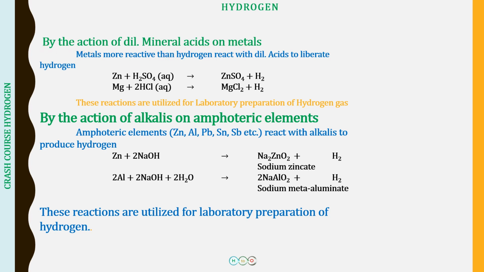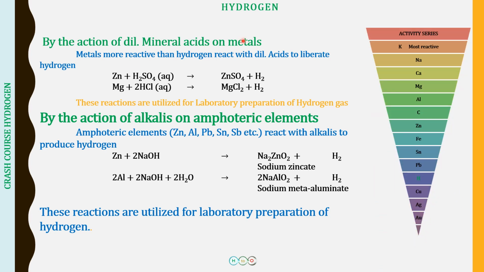told you, all the elements which are more reactive than hydrogen will react with dilute acids to liberate hydrogen. For example, zinc reacts with dilute H2SO4 to produce zinc sulfate and hydrogen, and this is the reaction which we use for the lab preparation of hydrogen. Magnesium plus HCl, again this was generally dilute that we take, although the reaction can take place with concentrated HCl also, and magnesium chloride and hydrogen is produced. So these reactions are used for the laboratory preparation of hydrogen. Reaction of metals with dilute acids.